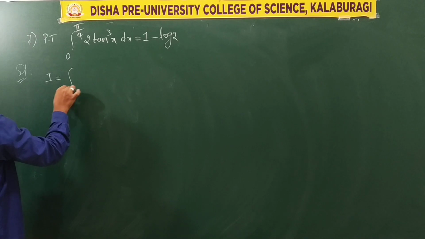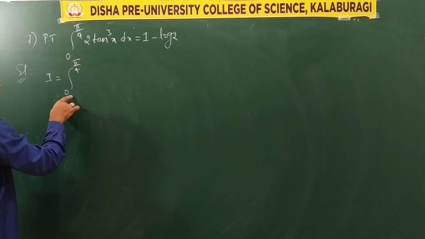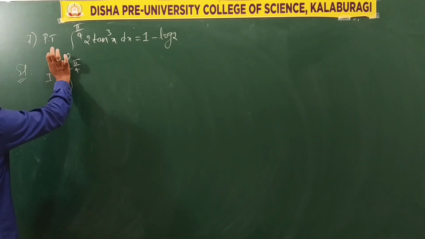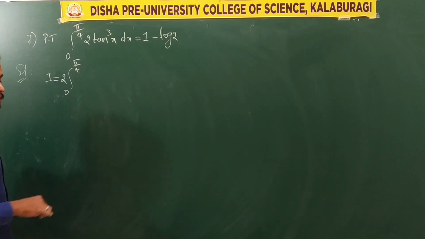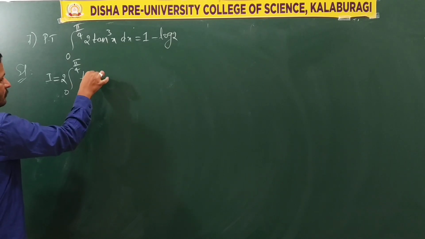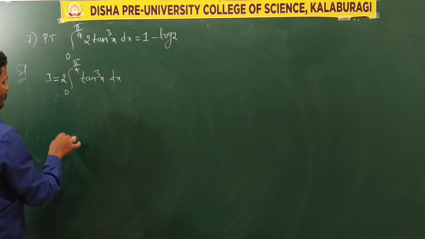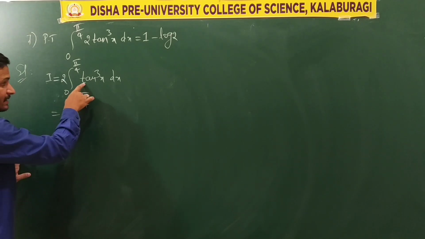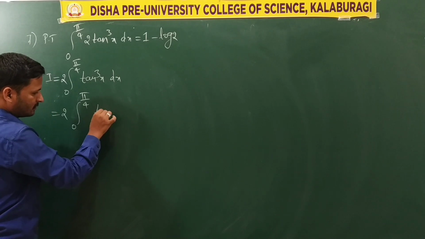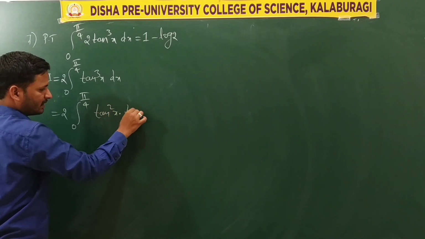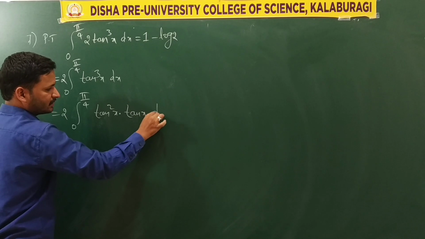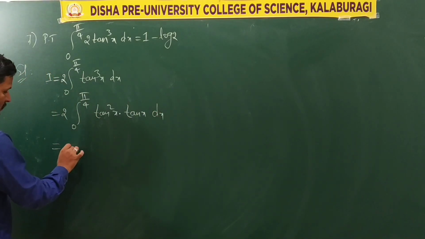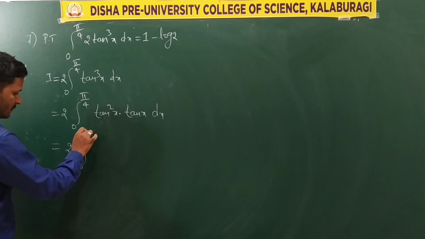Let I be equal to the integral from 0 to pi by 4 of 2 times tan cube x dx. Here 2 is a constant term, so write it outside the integral, and then tan cube x dx. So 2 times the integration from 0 to pi by 4. I will write this tan cube x as tan square x into tan x.